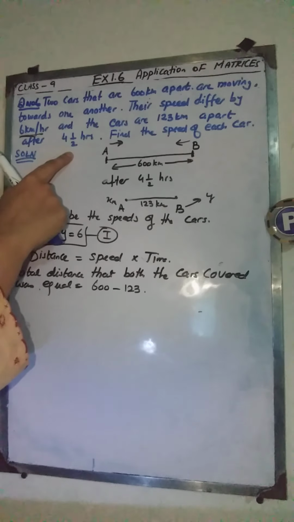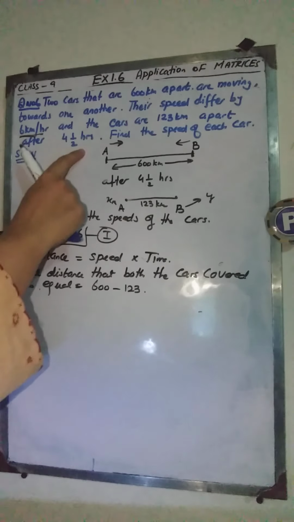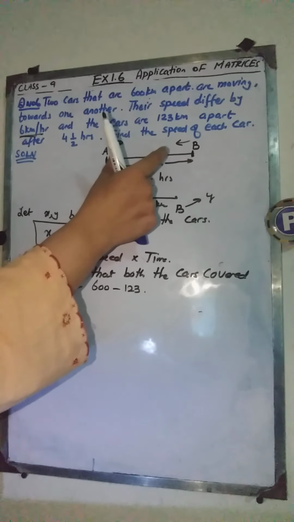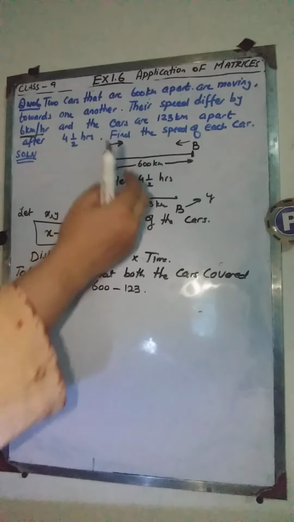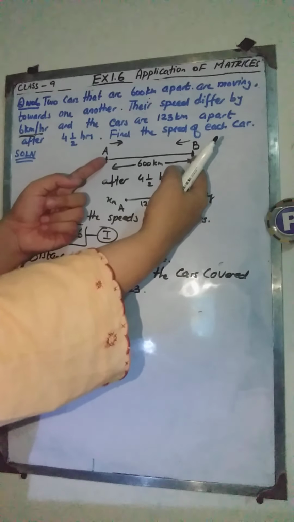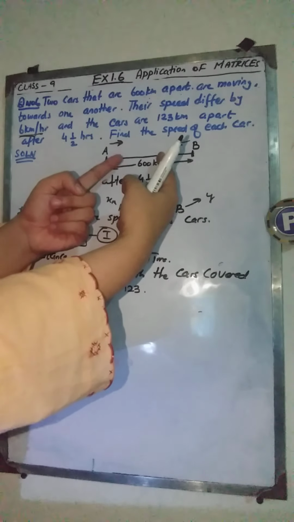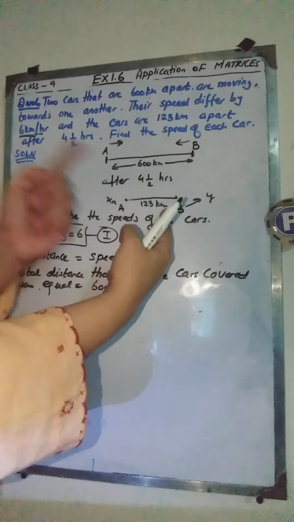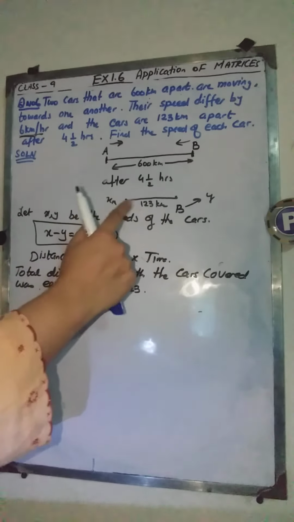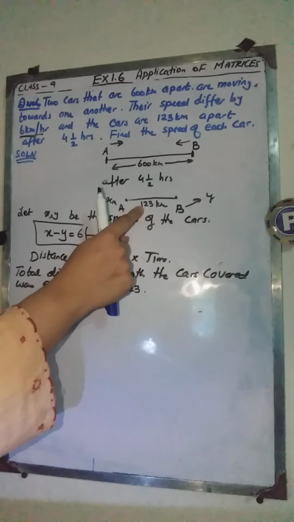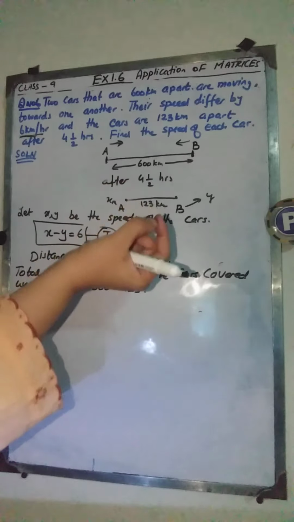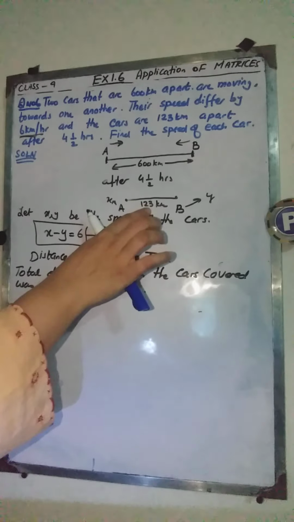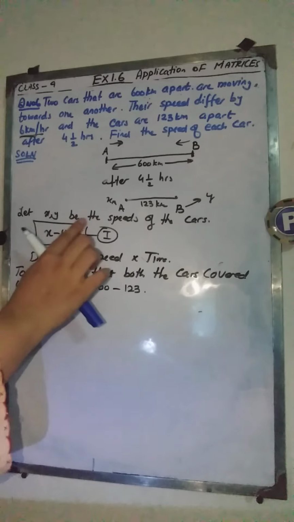It means that during these hours the cars were moving towards each other, obviously covering the distance from both directions. So the distance reduced. First it was 600 kilometers, and as they moved towards each other, the distance reduced to 123 kilometers after 4.5 hours. The remaining distance they have to cover is 123 kilometers. So it is given to us, let x and y be the speeds of the cars.